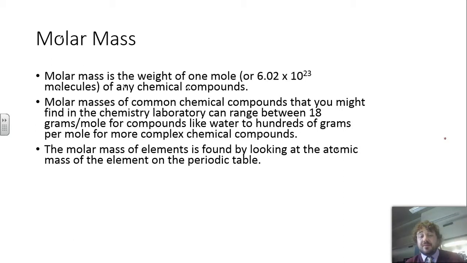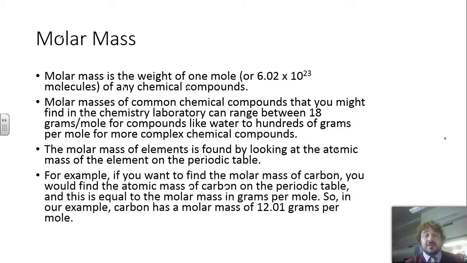So the molar mass is found by looking at the atomic mass on the periodic table, and that's pretty much it, really. So if you want to find the molar mass of carbon, you'd find the atomic mass on the periodic table, and that's the amount of grams per mole of that. Okay, so carbon is 12.01 grams per mole. In other words, 12 grams of carbon is 1 mole of carbon. And remember, a mole is this number here of molecules. Okay, so that's pretty straightforward. Go over that. We've done a previous video on that if you're still not sure.